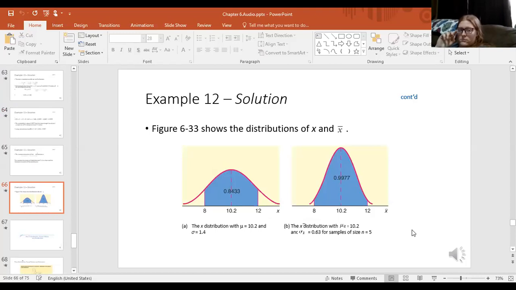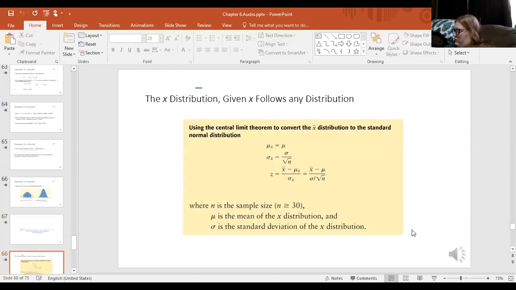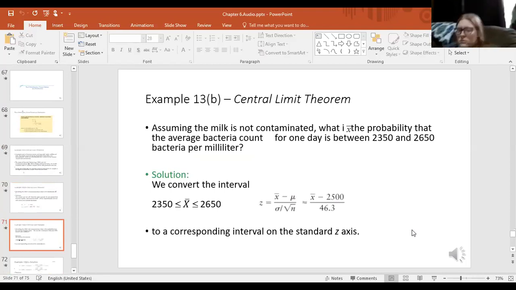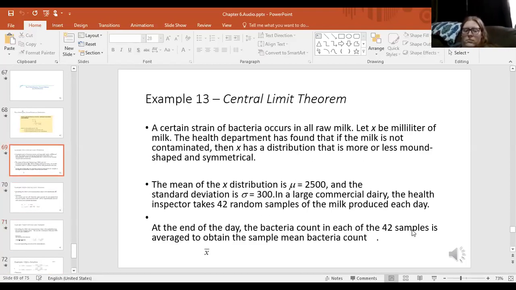So now that is it with the distribution. Let's do another example. Would you want to do another example? Okay, let's look at this one.